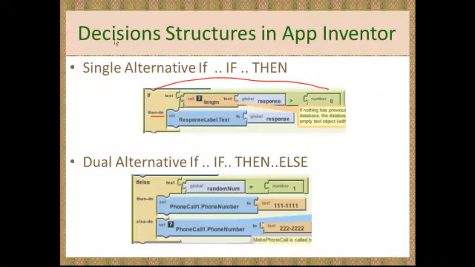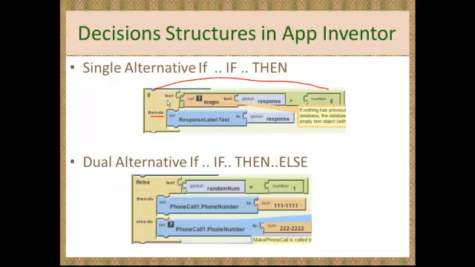So here it is. If the length of the response is more than 0, that means that there was something saved in the TinyDB, and that's the text that you're going to use. So you're going to take what was in the TinyDB, it's stored in this value response, and you're going to assign it to response label.text. This is known as a single alternative if.